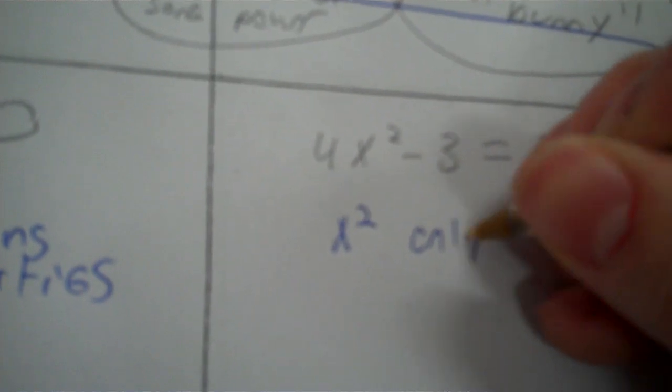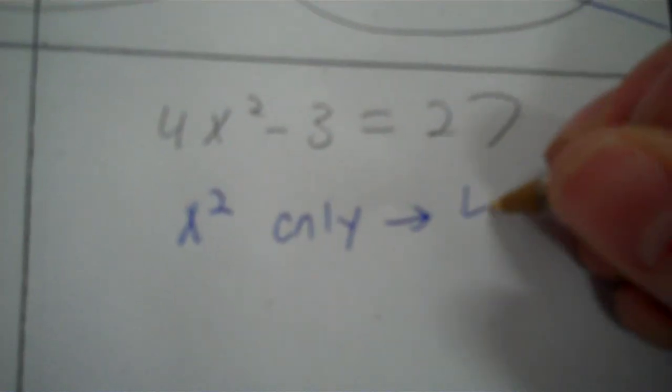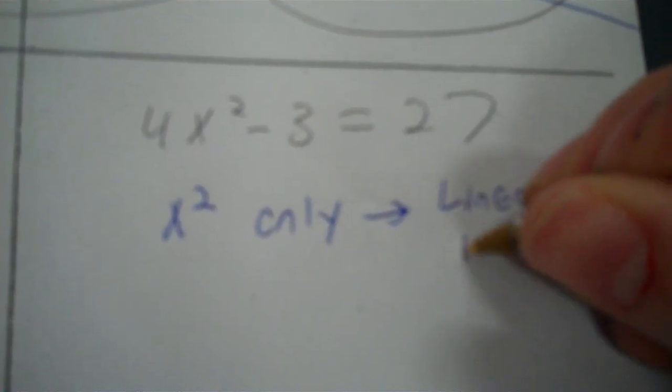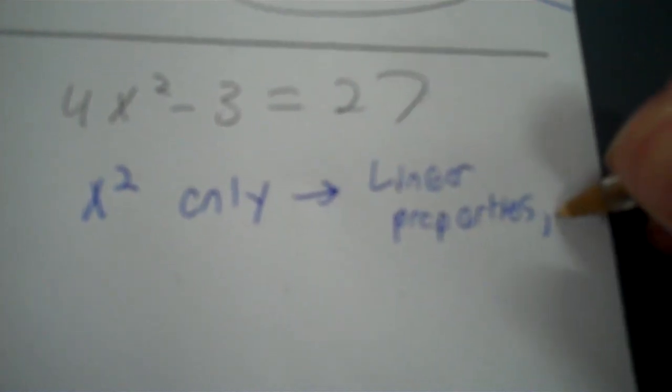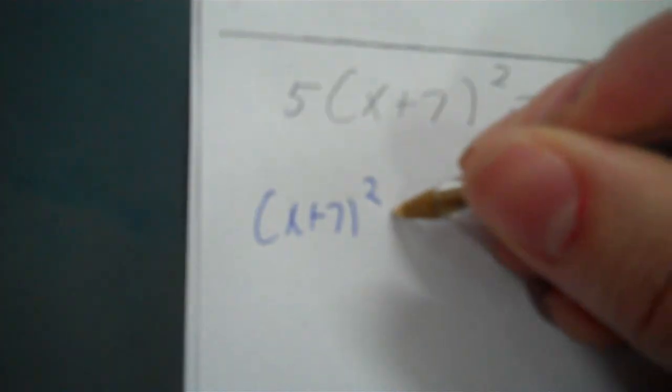You have x second only. That is linear properties, followed by a square root. You don't have to solve it, just write it. This time you have x plus 7 to the second power. That is when you use the h. That's all you have to know.